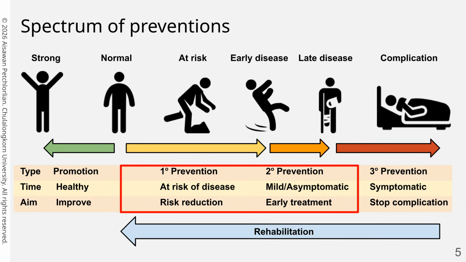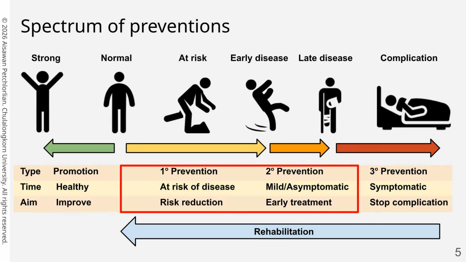This diagram illustrates the spectrum of prevention, ranging from general health promotion to specialized care for complications and rehabilitation, depending on the stage of the individual's health. If a patient is healthy and we want to make them become healthier, that is health promotion. Primary prevention is when a person has only risk factors and we want to prevent disease from occurring.